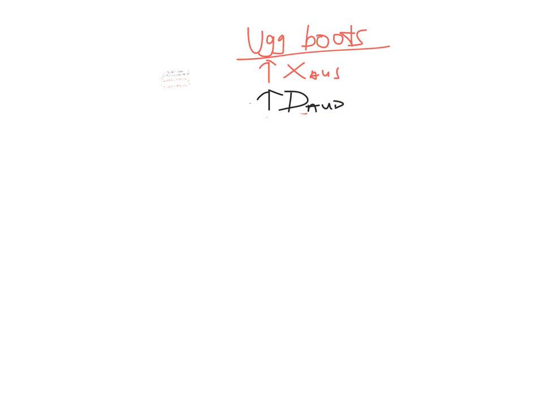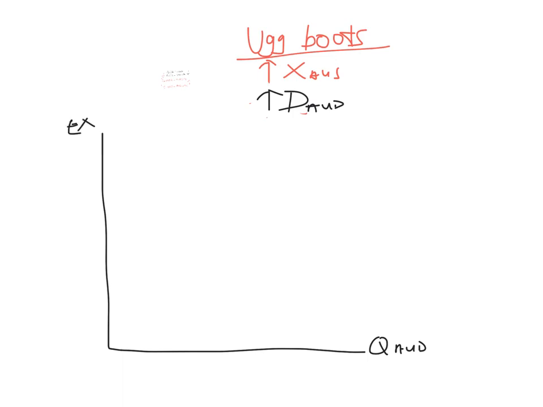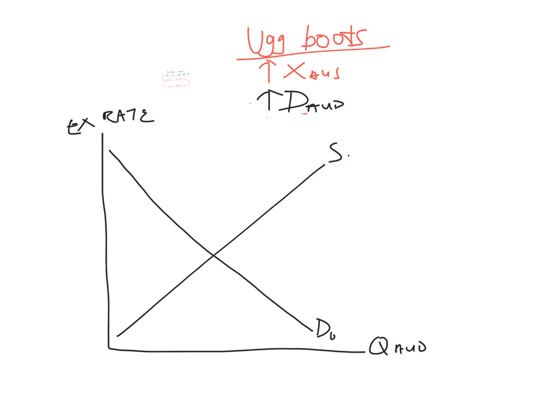So let's say you have the graph. Here is the quantity of the Australian dollar bought and sold, AUD. Here is your exchange rate. Here is the demand for the Australian dollar originally. I'll call that D0. Here is the supply of the Australian dollar originally. So originally, before there was an increase in the Ugg boot sales to Japan, Q0 units of Australian dollars were bought and sold. Could be a large number, $10 billion worth of Australian dollars, for example, being bought and sold.